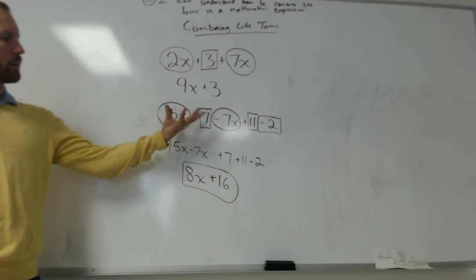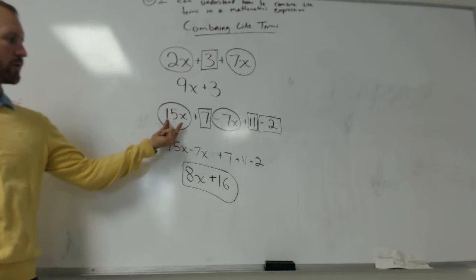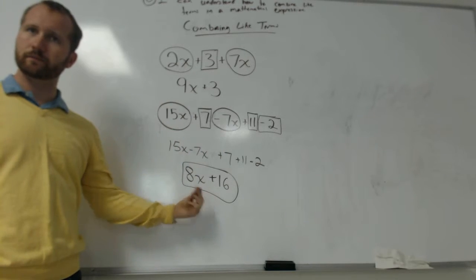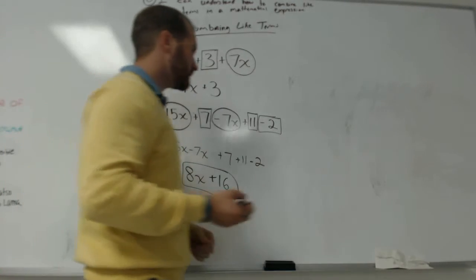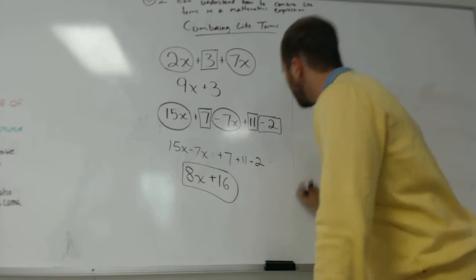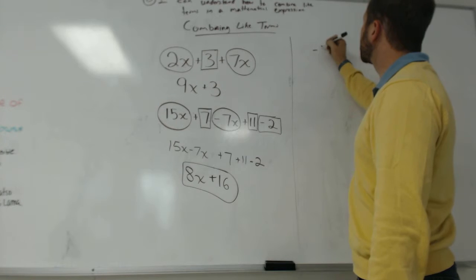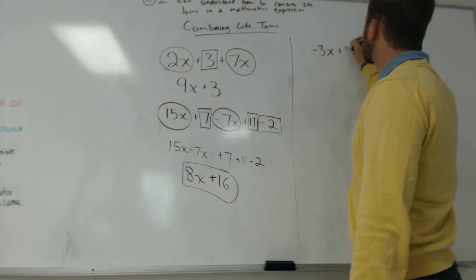Okay, all we're doing is combining like terms in an expression. So first we have to identify them, then we have to combine them together. Alright, let's try one that doesn't work out quite as pretty as these have. Well, they look cool. They don't look pretty.